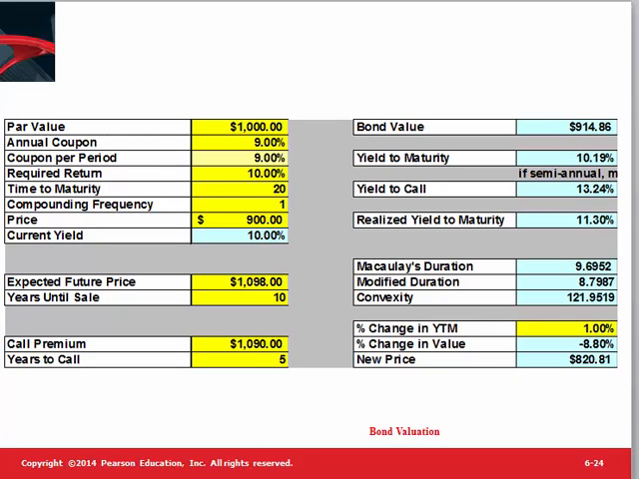So in this example, we say, look, in 10 years, the expected price of this bond, again, it's a different bond, so you have a 9% coupon, 10% the required return. It's selling for $900. So we'd like to buy this bond. It has a yield to maturity of 10.19. If we only hold it for 10 years, and we expect its price to be $10.98 in 10 years, the realized yield to maturity is 11.3%. Again, better than the required return. But if it has a call premium, if they call it in 5 years for $10.90, that actually has a yield to call of 13.24%.